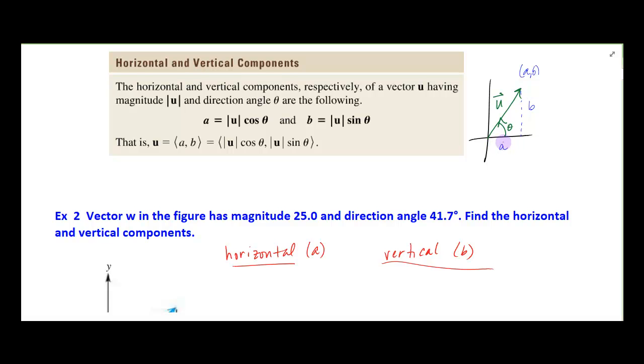The horizontal component has to do with taking the cosine of an angle, and the vertical component has to do with taking the sine of the angle. So here you see the formulas for doing that. Let's practice one of these together.